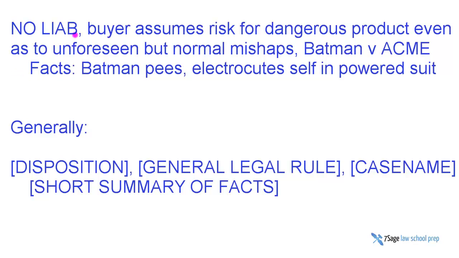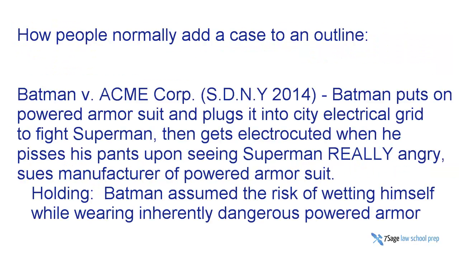You start with a 1 or 2 word disposition. There's no liability to Acme. Then the generalizable rule is buyer assumes risk for dangerous product even as to unforeseen but normal mishaps. Now, no one's going to say that the suit was designed for people to piss their pants, but that's the key. That's the generalizable rule that you'll take from this, and it'll apply even if you don't have a powered suit and Batman in the fact pattern that you're facing. That's what's useful to you on an exam, and that's exactly what this piece of crap is missing.